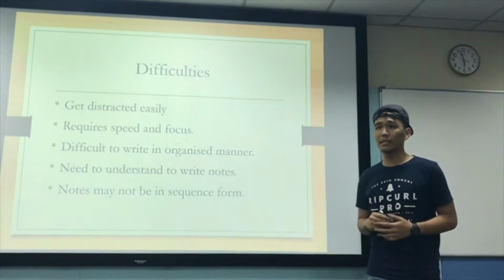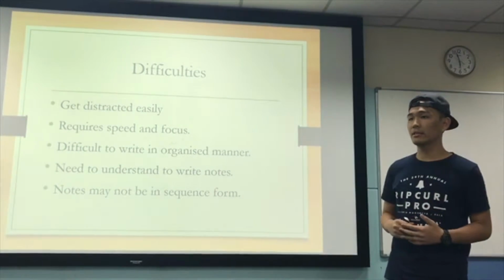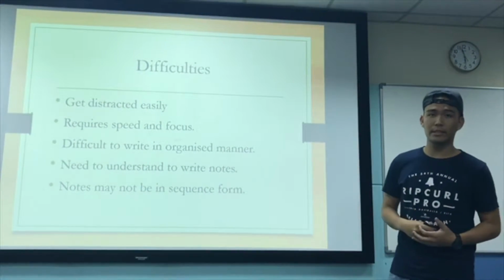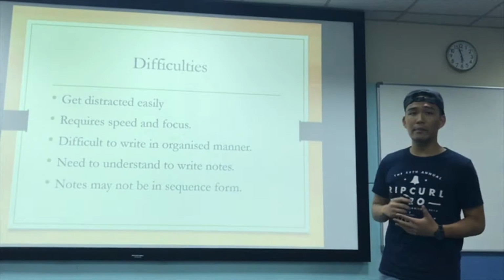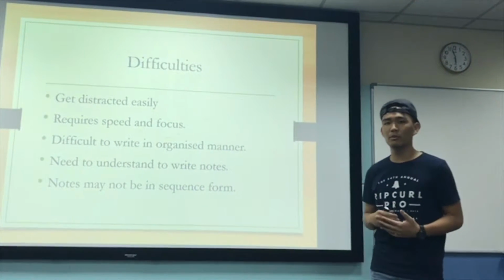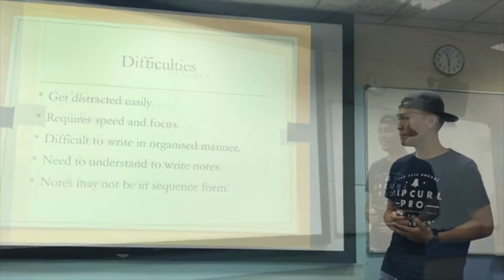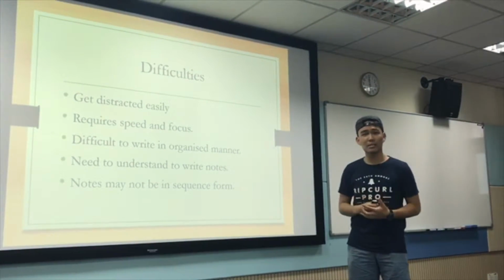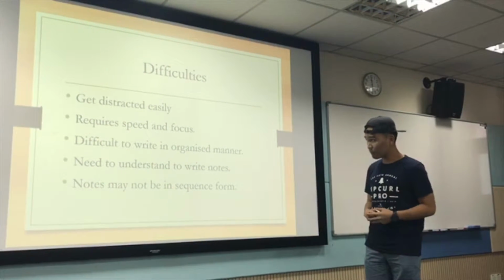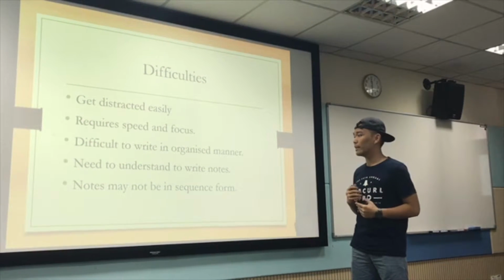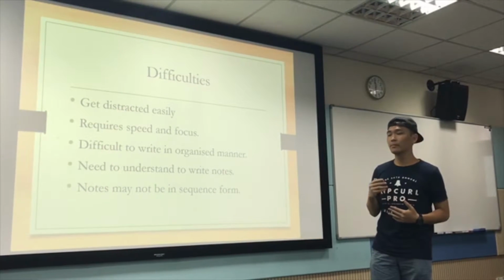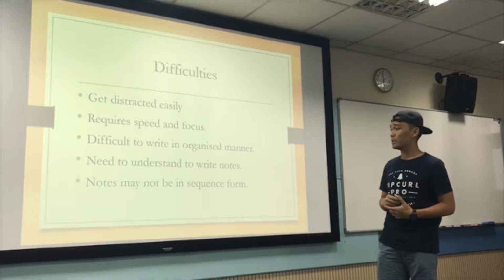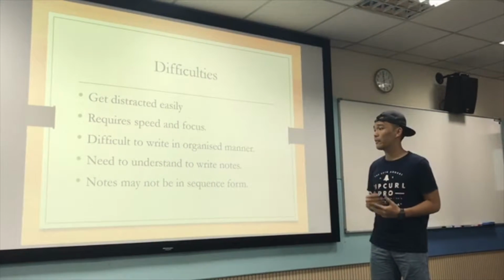However, there are certain challenges and obstacles the learners might face while using this note-taking method, such as getting distracted easily in class, and this note-taking method requires speed and focus, which most kinesthetic learners seem to lack. This note-taking method is also difficult to write in an organized manner, as it requires consistency and, of course, focus. Before the learner is able to write down notes, they must first understand the information that is given to them to be able to simplify whatever the specific information is.